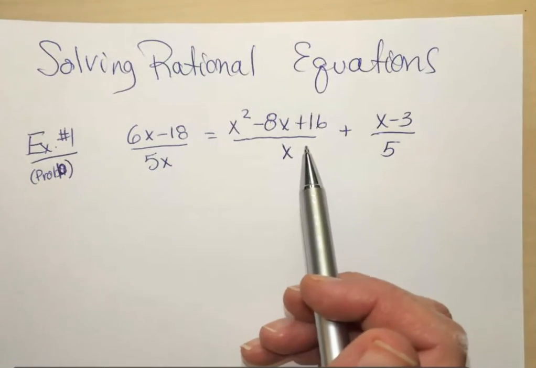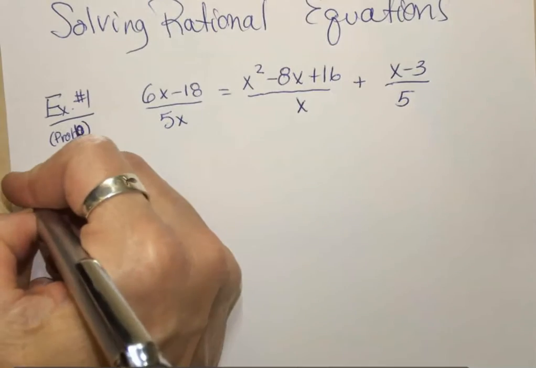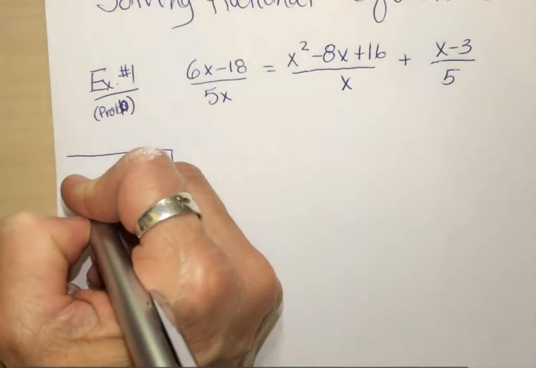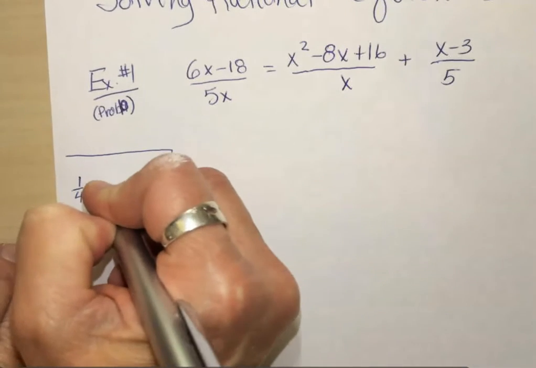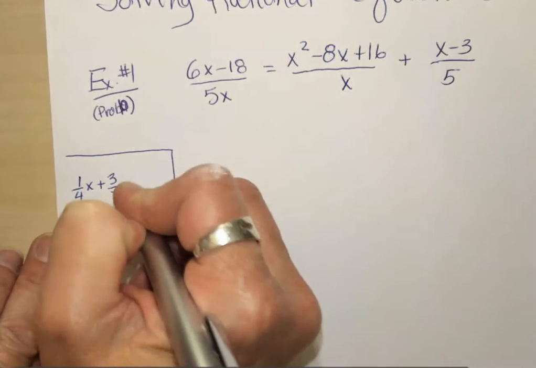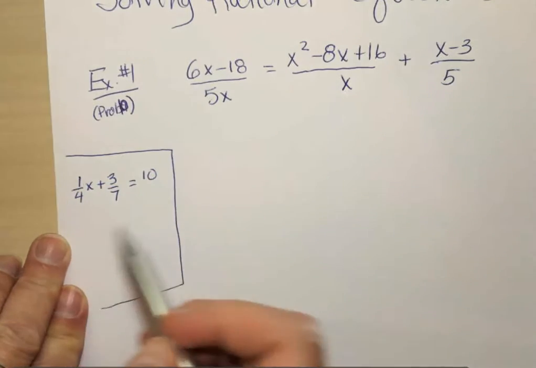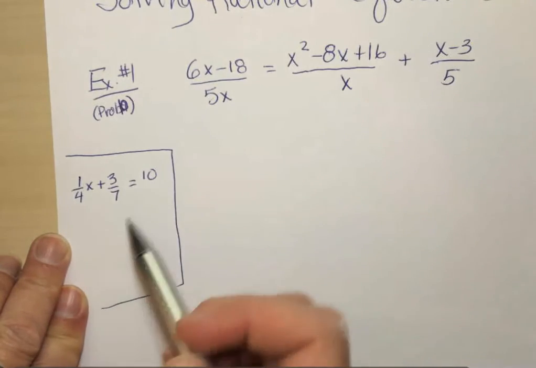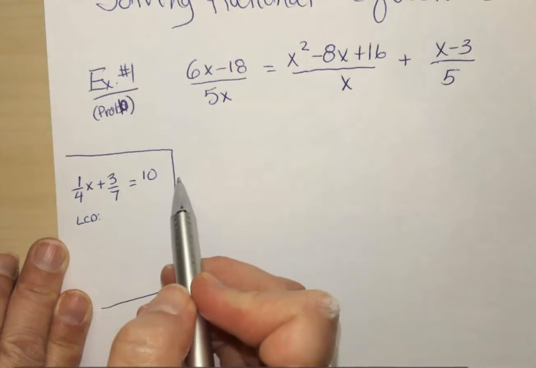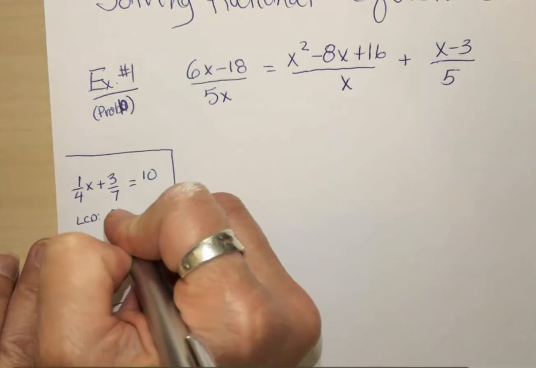So this is the problem that we're going to solve, but I want us to think about a different problem real quick. If we had something like 1/4 x plus 3/7 equals 10, a way to get rid of fractions would be to find the LCD, or the least common denominator, and multiply each of those things by that number. So between 4 and 7, that would be 28.